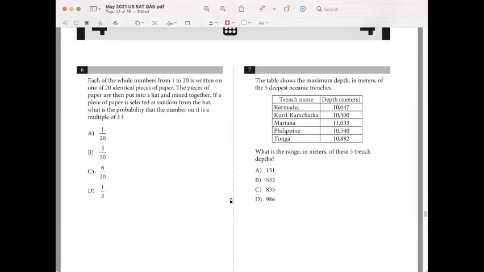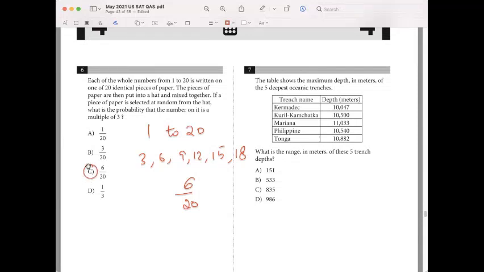Okay. Each of the whole numbers from 1 to 20 is written on one of 20 identical pieces of paper. The pieces of paper are then put into a hat and mixed together. If a piece of paper is selected at random, what is the probability that the number on it is a multiple of 3? So when we put 1 to 20 on pieces of paper, the multiples of 3 are 3, 6, 9, 12, 15, and 18. So that's 6 numbers out of 20. So that's option C.